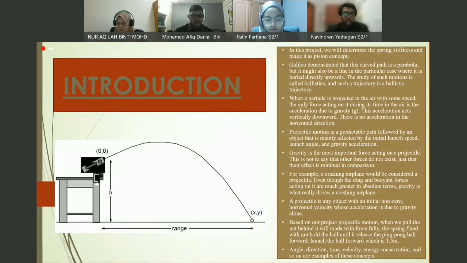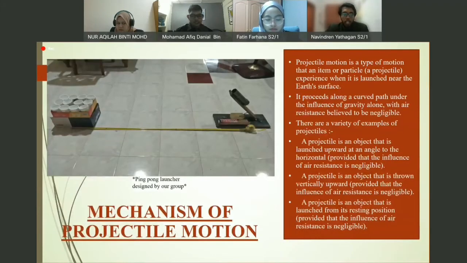Second, I will proceed to the mechanism of projectile motion. As you know, projectile motion is a type of motion that an item or particle experiences when it is launched near the Earth's surface and proceeds along a curved path under the influence of gravity alone, with air resistance believed to be negligible. There are a variety of examples of projectiles.